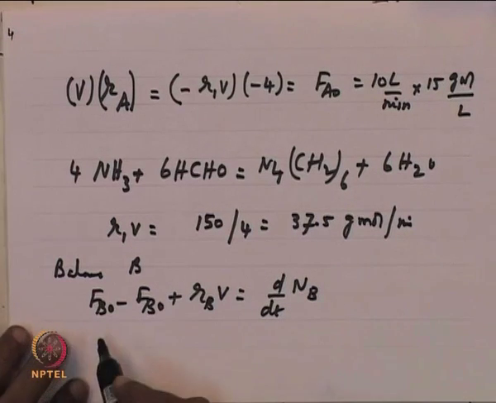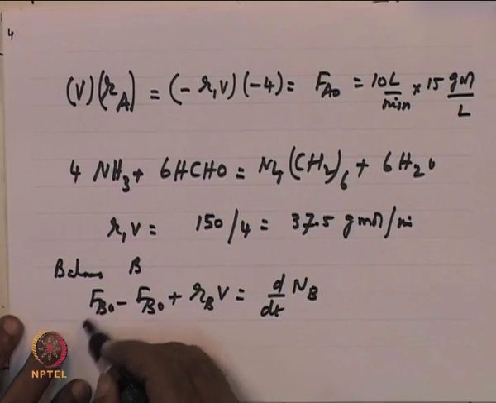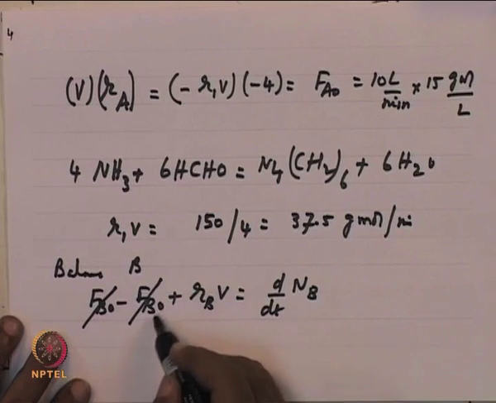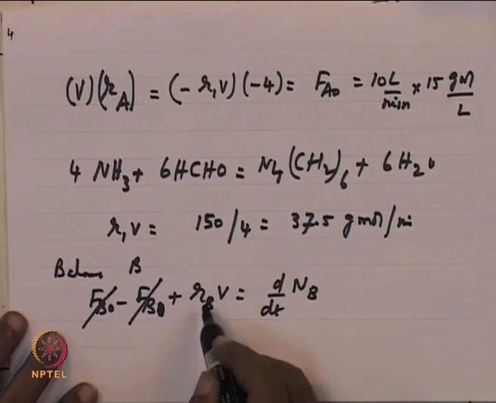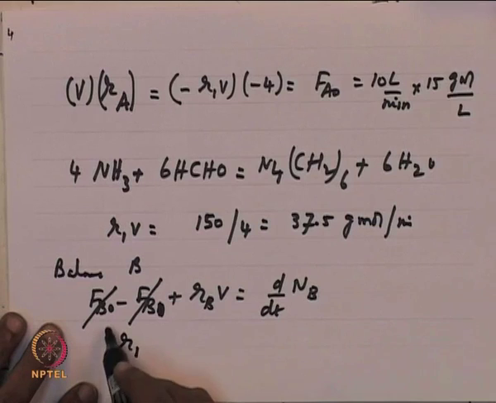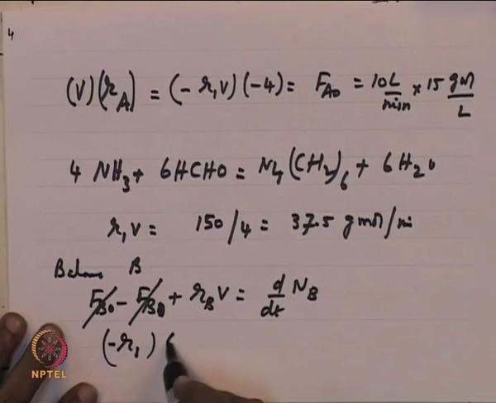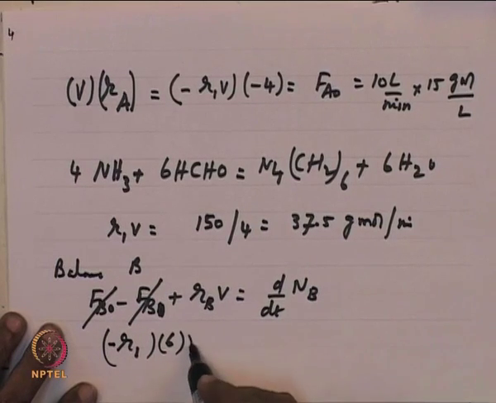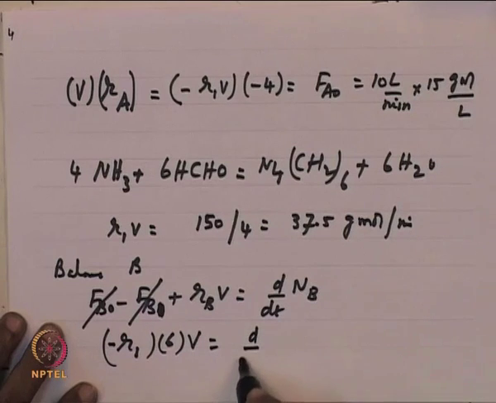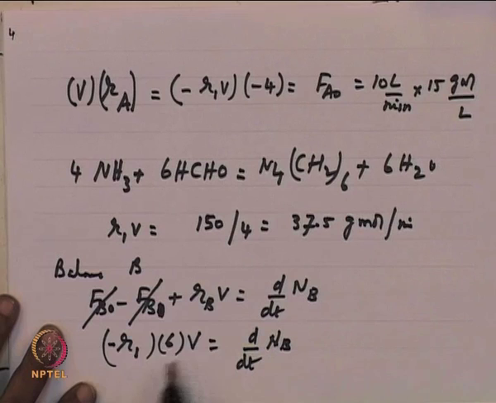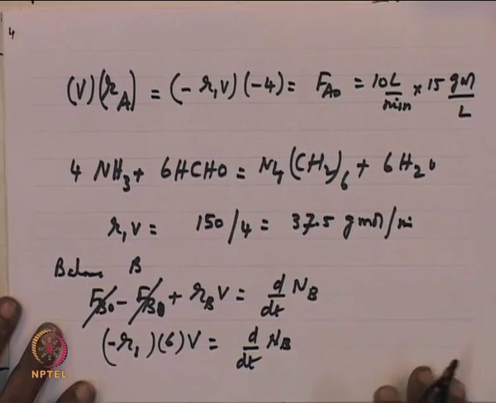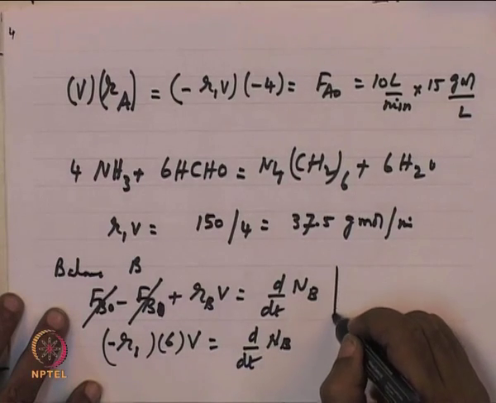Now, we know there is no continuous input, there is no continuous output of A. Therefore, R B is what? R 1 with a minus sign into 6 times V equal to d by dt of N B. Is this clear? And this is constant because, okay. Is this clear? Therefore, what is the time, shall we say?